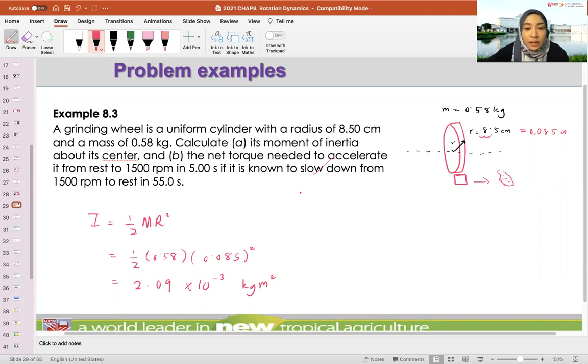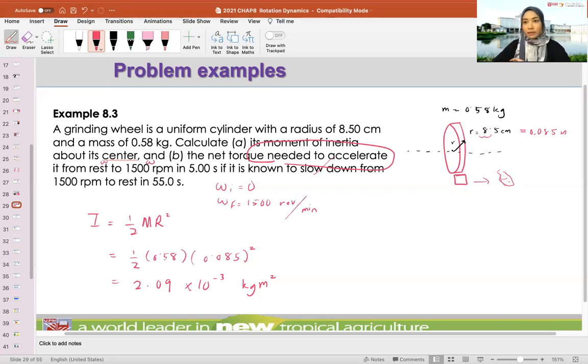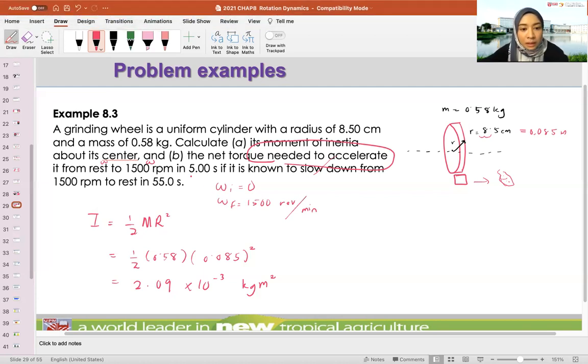Omega. Okay, so this guy, omega, walaupun dia cakap net torque needed to accelerate, but it is saying from rest to 1500 RPM. So this is actually omega. So omega initial is 0 from rest. Omega final is 1500 revolutions per minute. We have time? Oh, kita dah terlebih masa. In 5 seconds. So I'm going to write down the parameters.